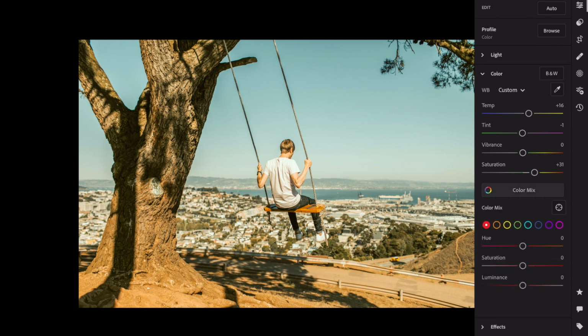Open color mix. Red. Saturation, plus 4. Orange. Hue, minus 15. Saturation, minus 6. Yellow. Saturation, minus 36.